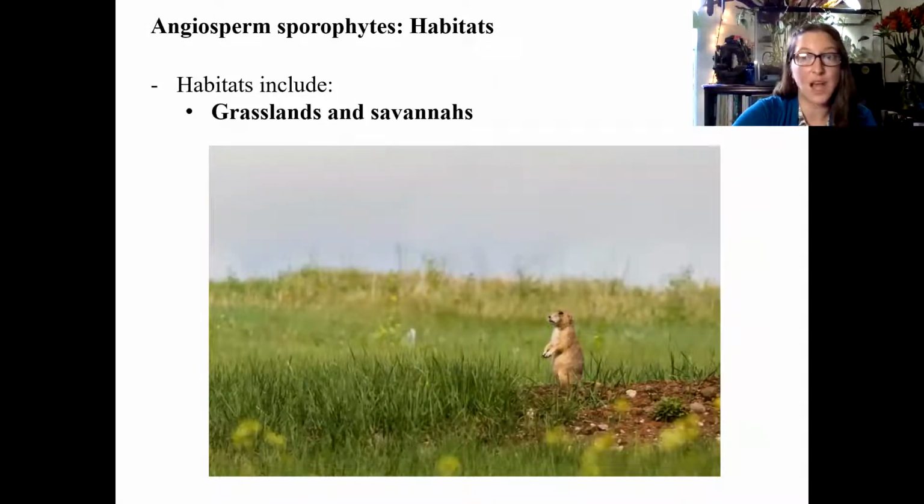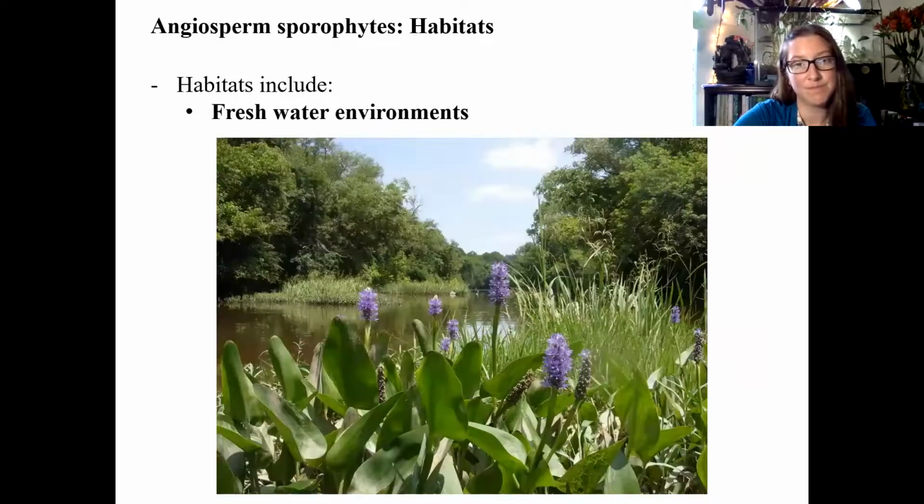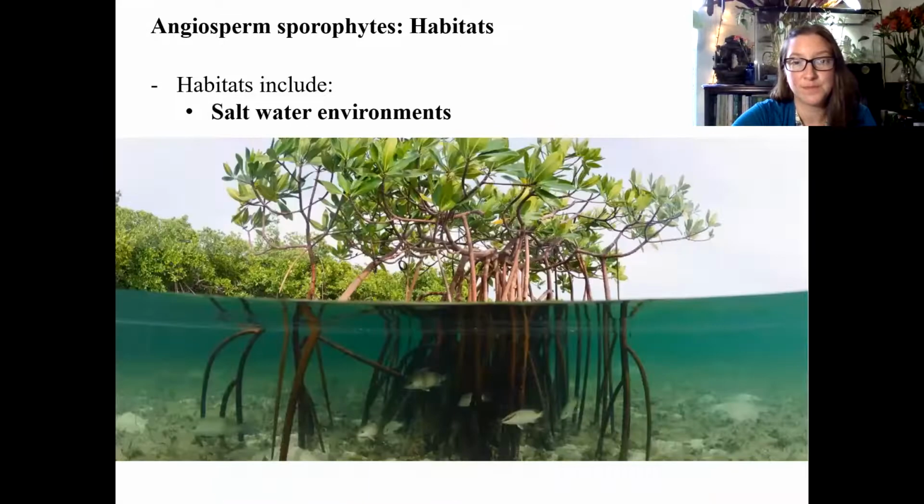Grasslands and savannas, dominated by angiosperms. Up in the mountains, that's what alpine means, alpine regions. You guessed it, dominated by angiosperms. Look at all these wildflowers in this alpine scene. Nice. Freshwater environments, yep, angiosperm.